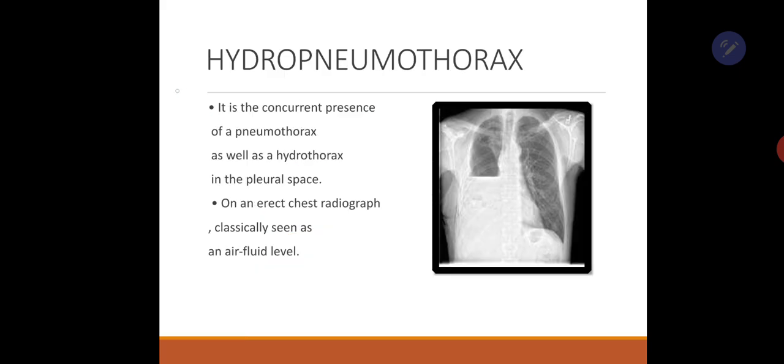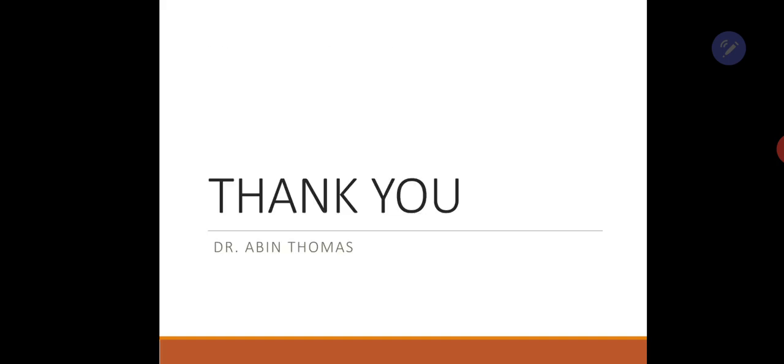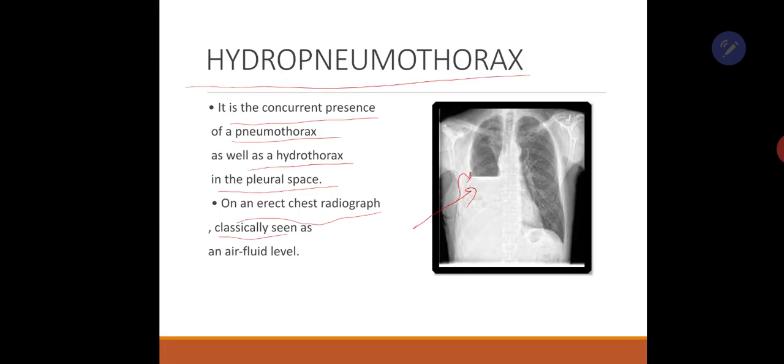What is hydropneumothorax? Fluid and air in the pleural cavity. Both pneumothorax as well as hydrothorax are present in the pleural space concurrently. On an erect chest radiograph, an air fluid level is classically seen. See, we can see an air fluid level over here. This is an air fluid level, and so that's it.